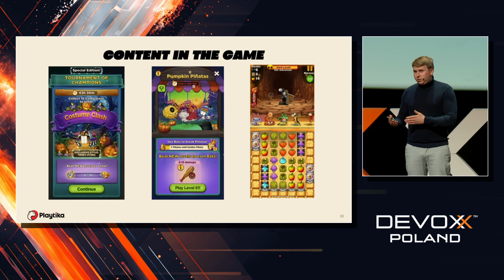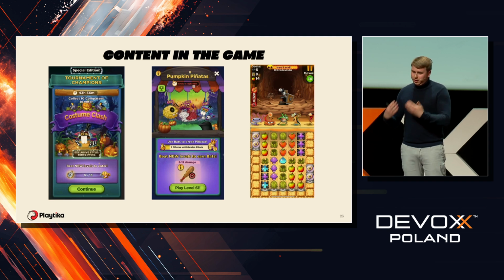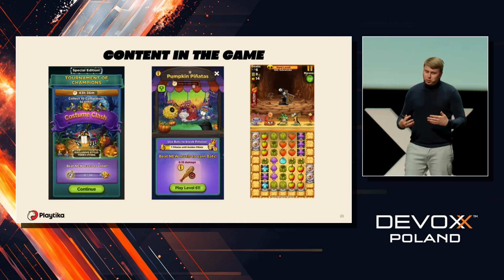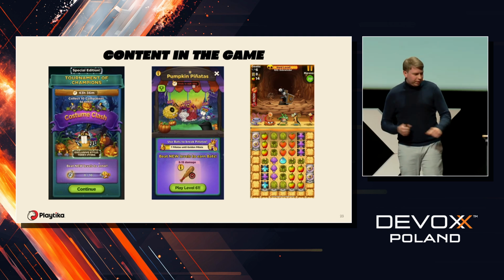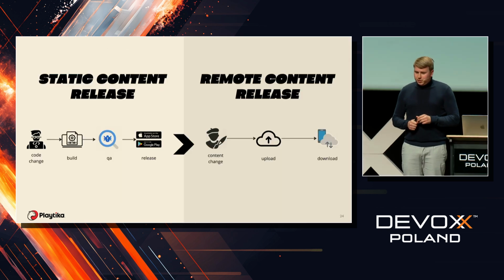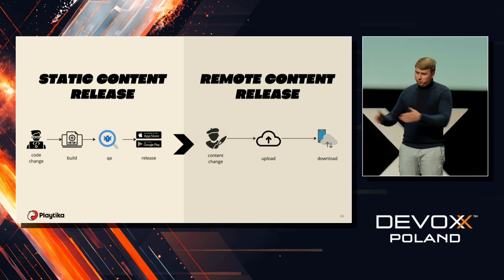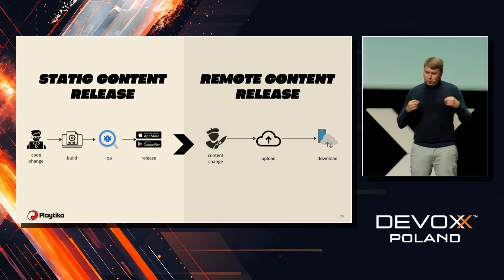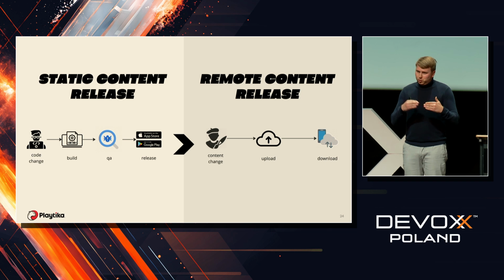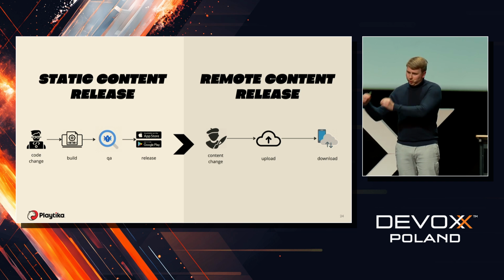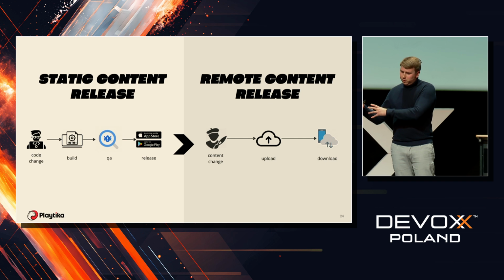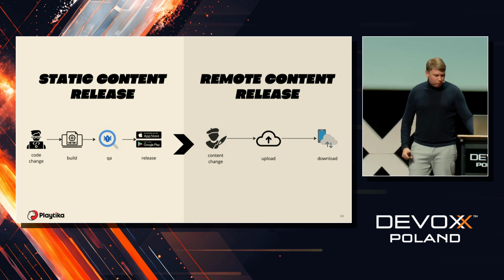Also, levels are an example of content. We want to add new levels to the game, but we don't want to rebuild the game every time we add new levels. So basically, the goal is to move from static content release to remote content release. Instead of including that content in the build, testing it, and publishing it, we want to upload it somewhere and not depend on the application release at all.